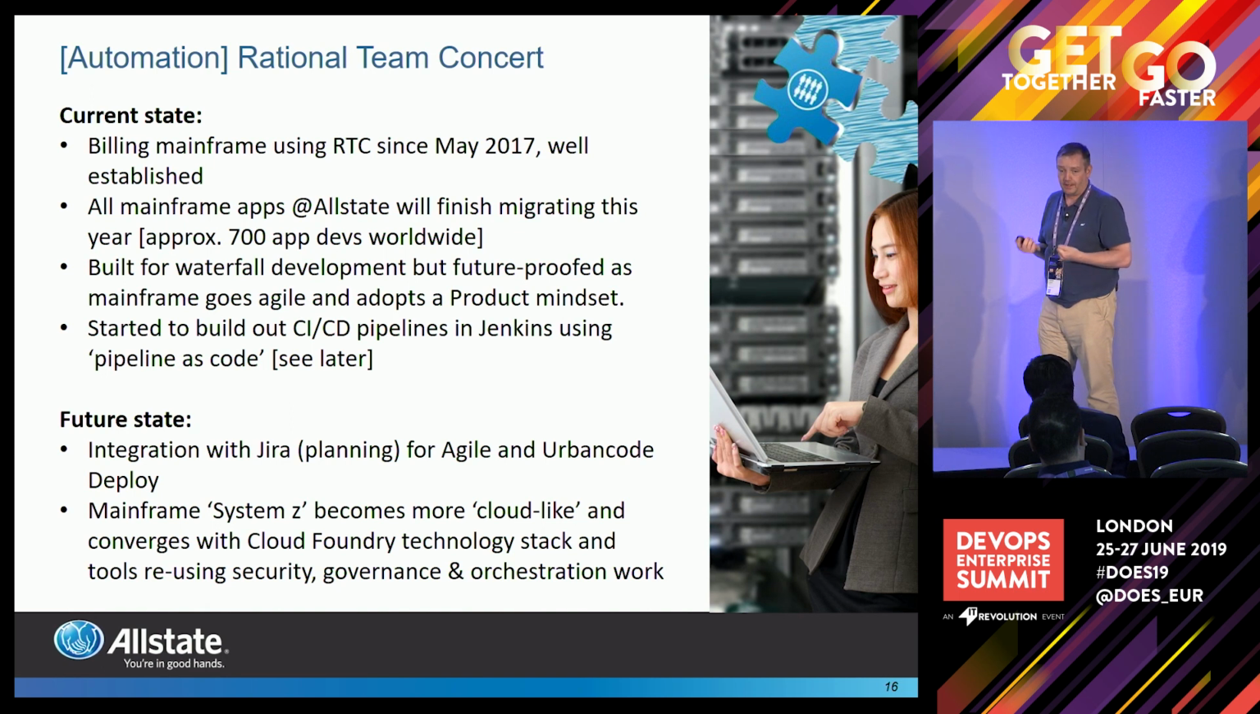Our developers are lining up with their distributed colleagues. And really, we see ourselves as peers. It's not us and them. The Z or mainframe's just the same as everything else.